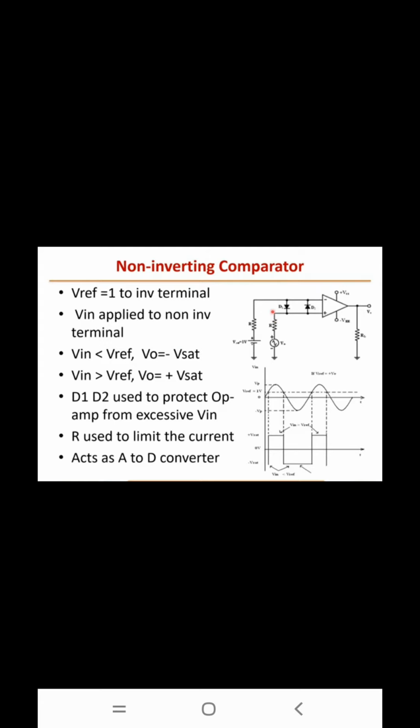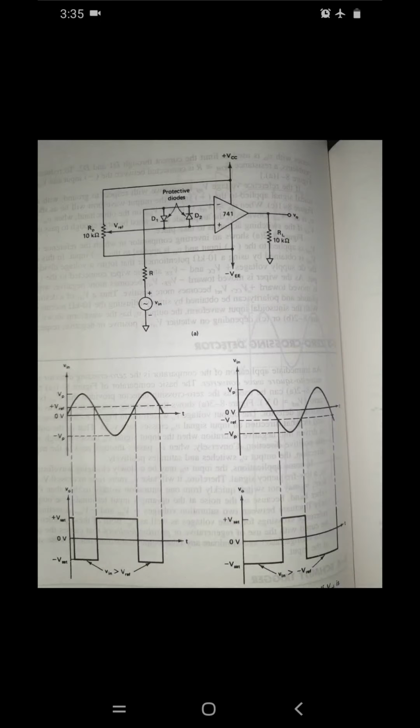Similarly, we can discuss the inverting comparator. The figure shows an inverting comparator in which the reference voltage V reference is applied to the positive input and Vin is applied to the negative input. In this circuit, V reference is obtained by using a 10 kilo ohm potentiometer that forms a voltage divider with the DC supply voltages, plus VCC and minus VEE, and the wiper is connected to the positive input.